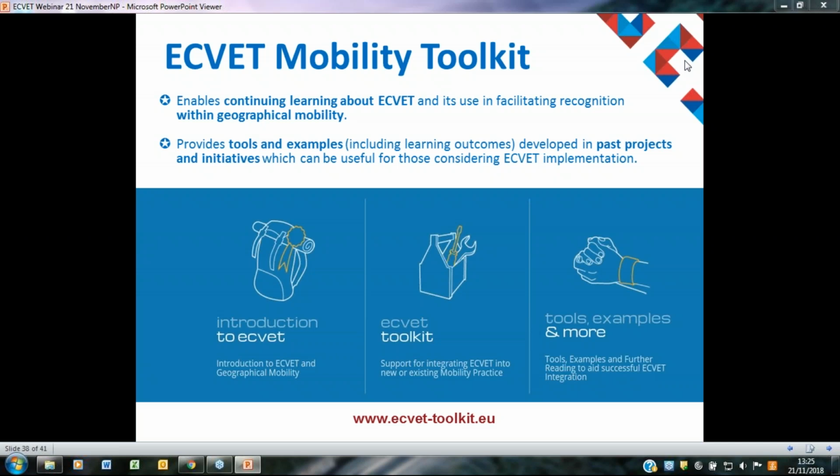There are 3 sections: an introduction to ECVET, which shows more clips from various countries across Europe about how they use ECVET, and it includes, interestingly, one from Glasgow Kelvin College, one of the ECVET stories on the Erasmus Plus pages. Then there's an ECVET toolkit, which breaks down in order to get a vast amount of information about ECVET mobility.